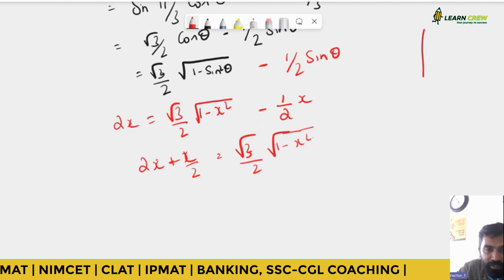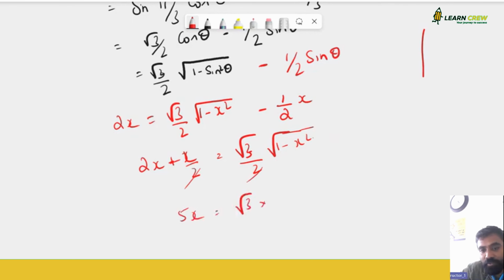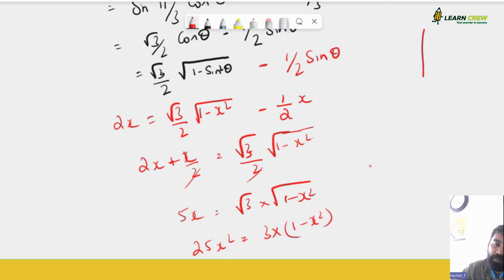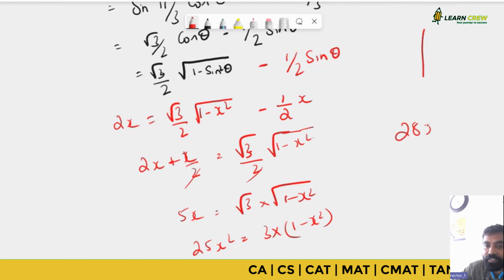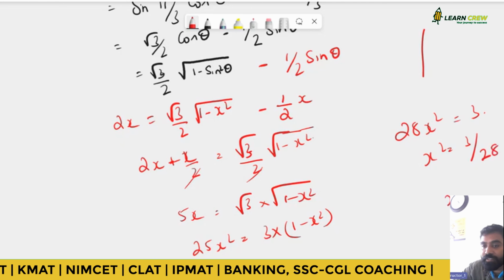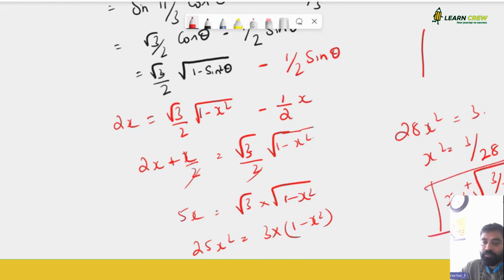Simplify from here. So 2 gets cancelled, and this becomes 5x equal to root 3 into root of 1 minus x square. Can you square both sides? When you square both sides, it becomes 25x square equal to 3 into 1 minus x square, or 3 minus 3x square. It becomes 28x square equal to 3, or x square equal to 3 by 28, so x is plus or minus square root of 3 by 28.